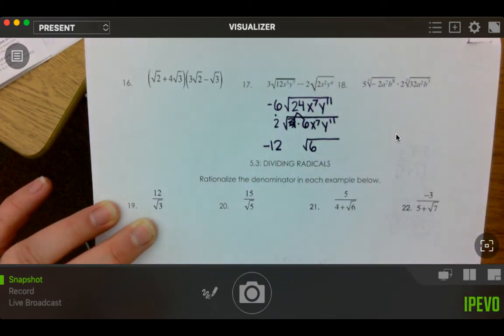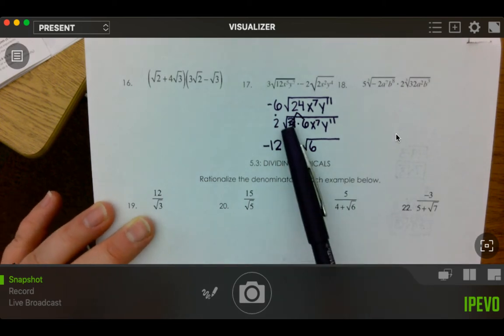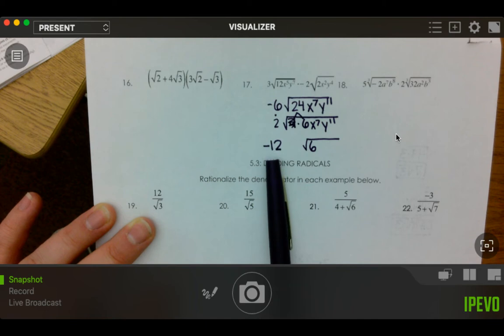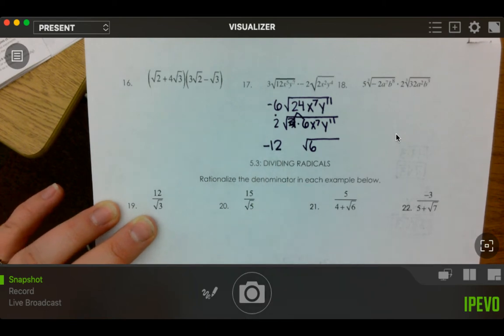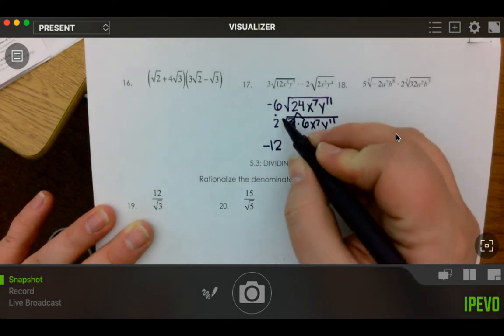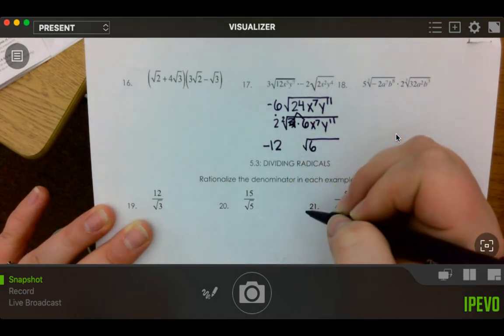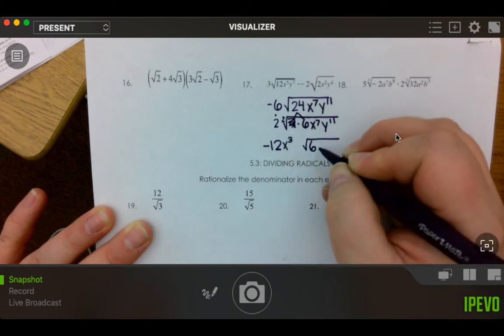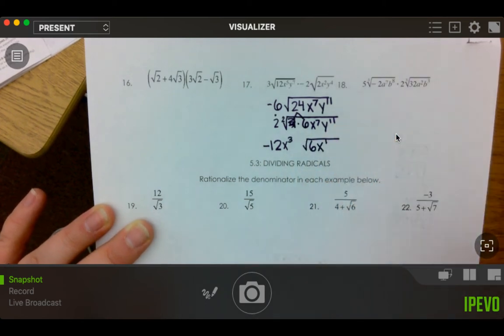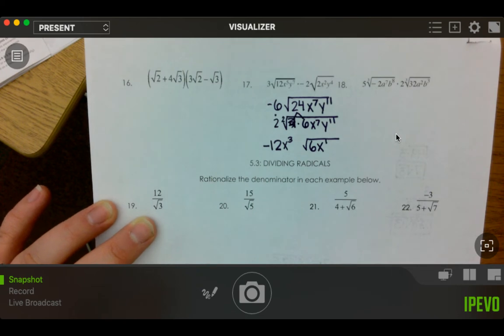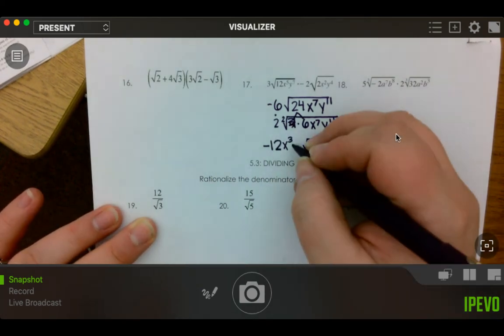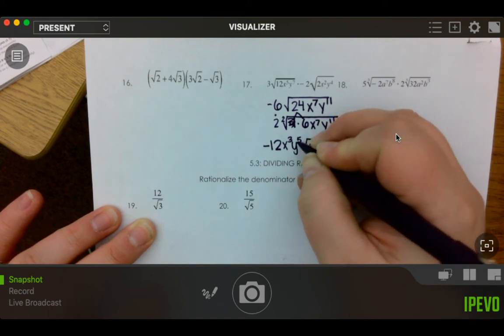Okay, I should have written that in the first place. Square root of 4 is 2, which gets multiplied by the -6 to make the -12. The 6 stays underneath. And then remember there's an imaginary 2 here. 2 goes into 7 3 times with 1 left over. So the x cubed comes outside, the 1 that's left over stays inside. Then 2 goes into 11 5 times with 1 left over.